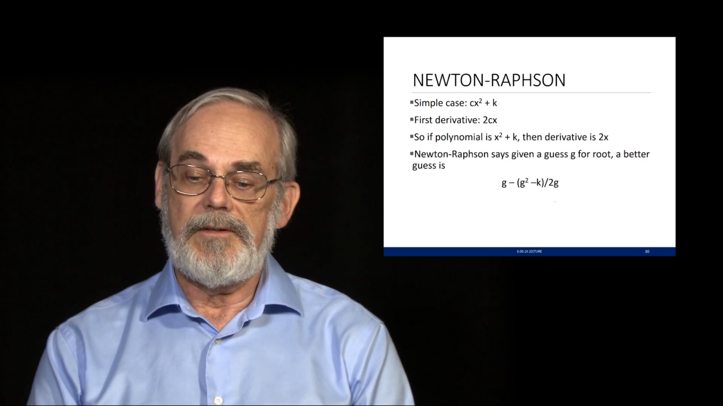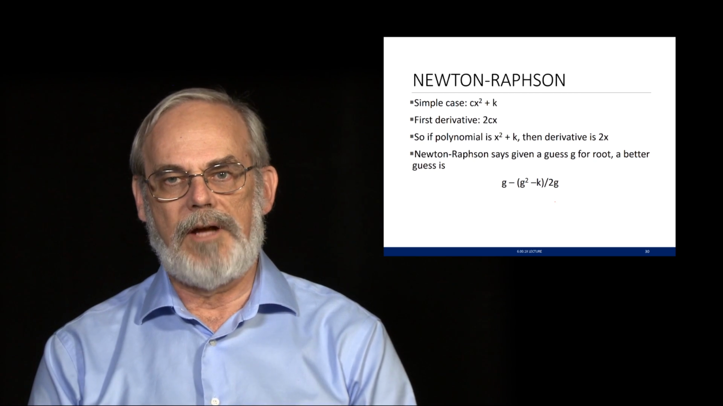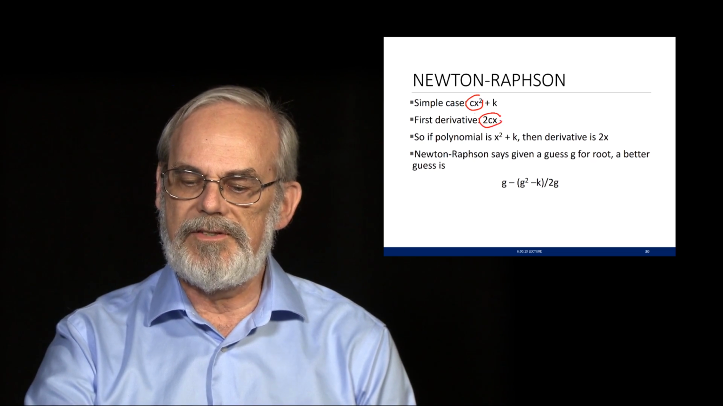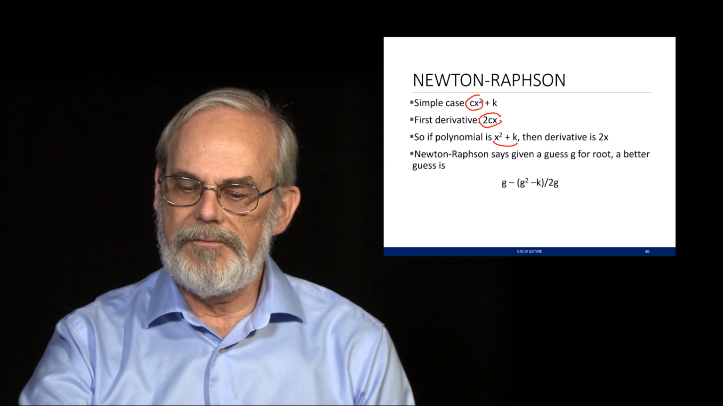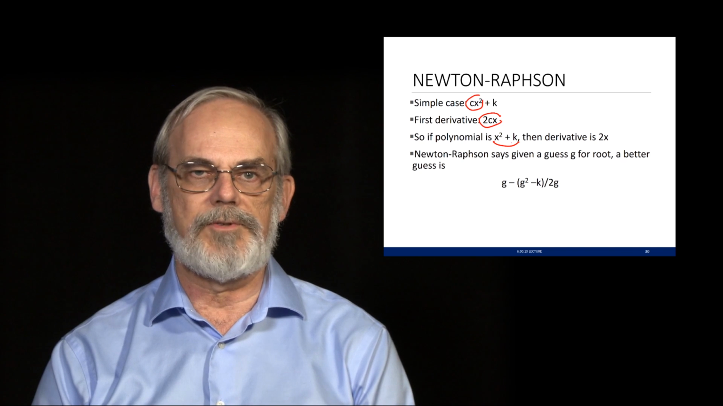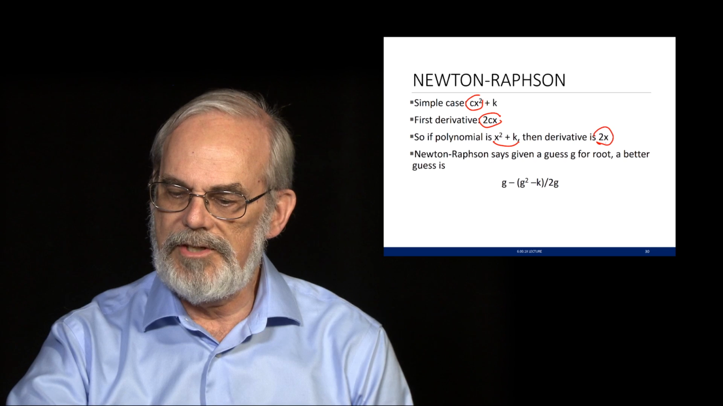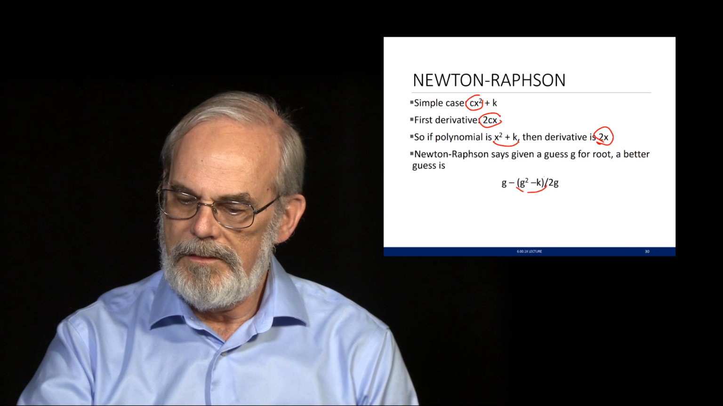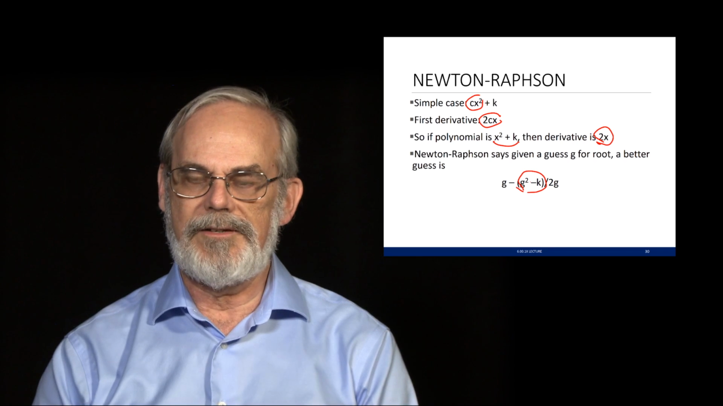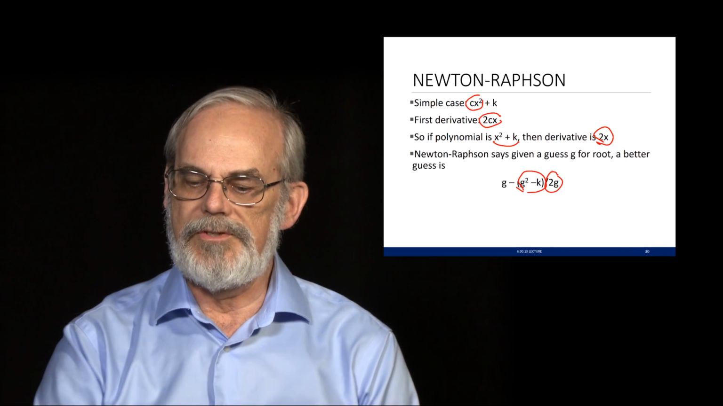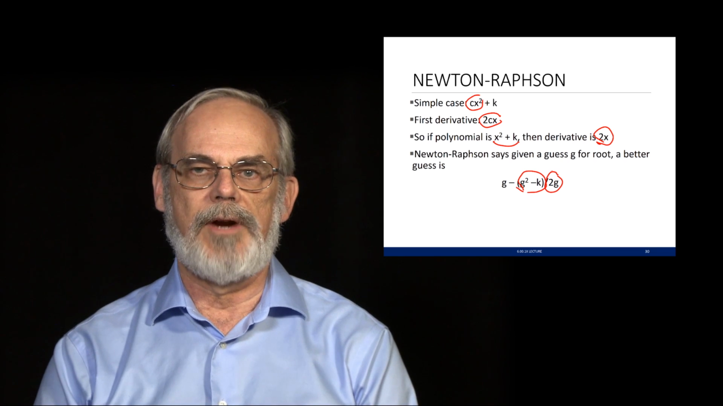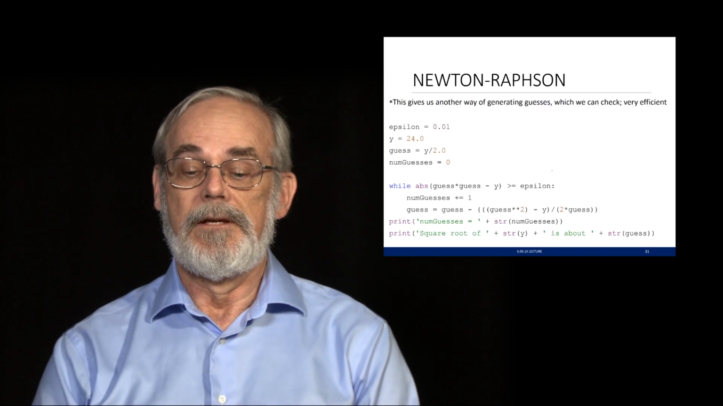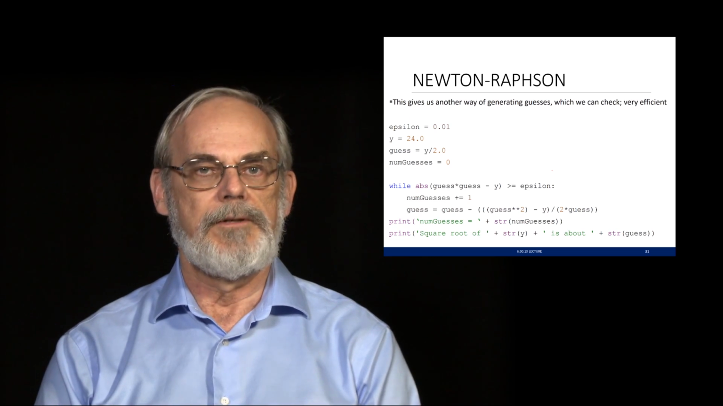So in the simple case, if I've got an equation that is some constant times x squared plus another constant, then the first derivative of c times x squared is just 2cx. So in my case of looking for square roots, x squared minus k is the thing I'm trying to find a solution of, and the derivative is just 2x. And so Newton-Raphson says, given a guess for the root, take the polynomial at that point, which is g squared minus k, take the derivative at that point, which is just 2g, take that ratio and subtract it off from g. Cool. We ought to be able to build that, and we can. It's a nice, tight, little iterative loop.